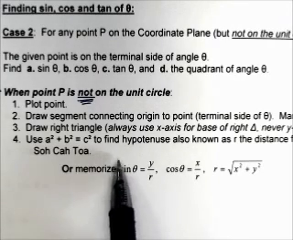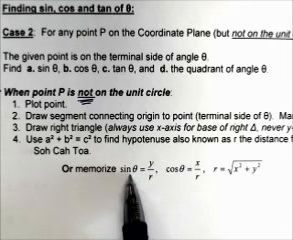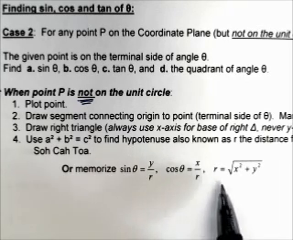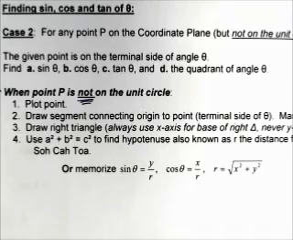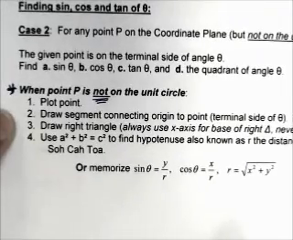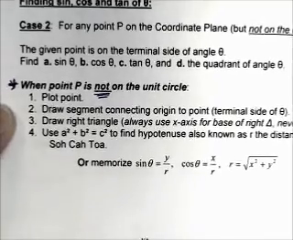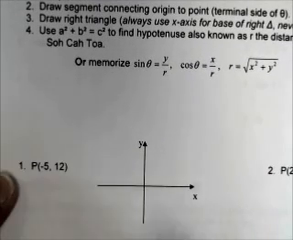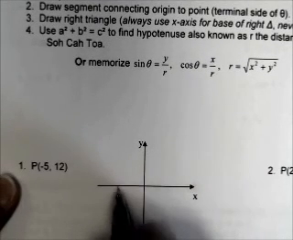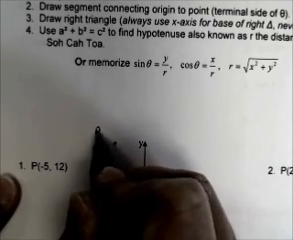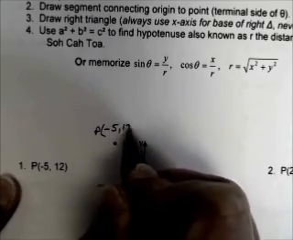Or you can memorize this, that sine theta equals y over r, cosine x over r, and r is equal to square root of x squared plus y squared. I don't use this. I follow the 4 steps. So for number 1, point P is negative 5, 12. So negative 5, 12, we'll plot that point. We're just estimating here. This is about negative 5 and 12. All right, so here's point P, negative 5, 12.